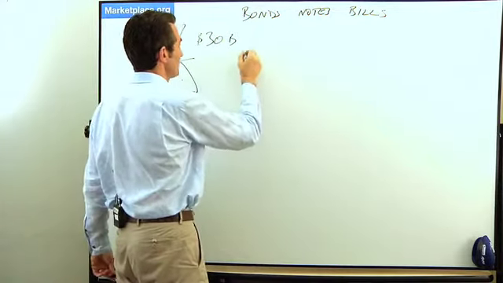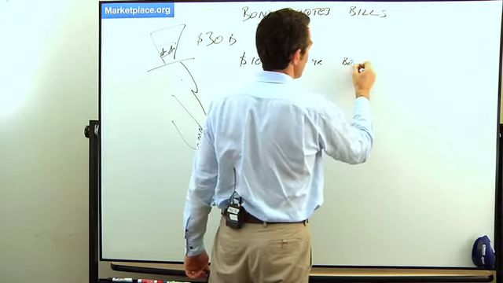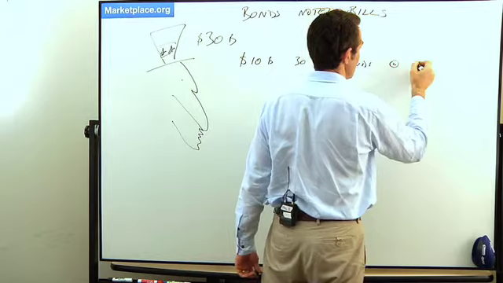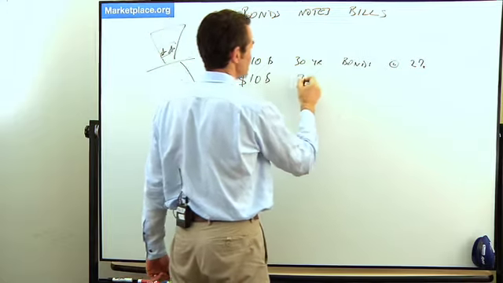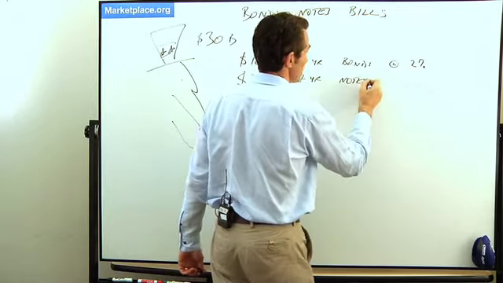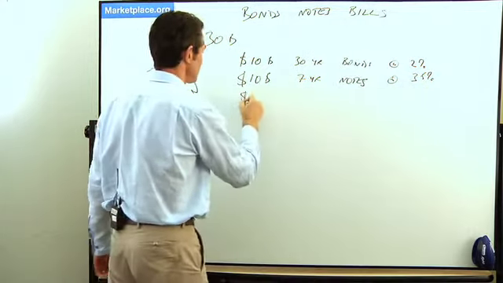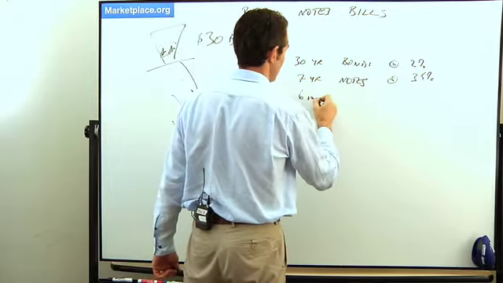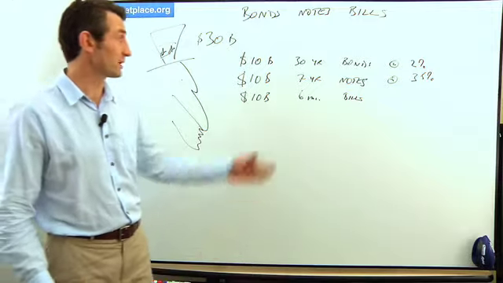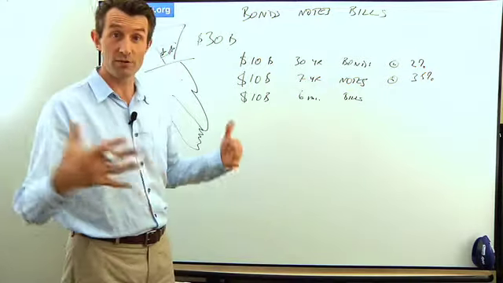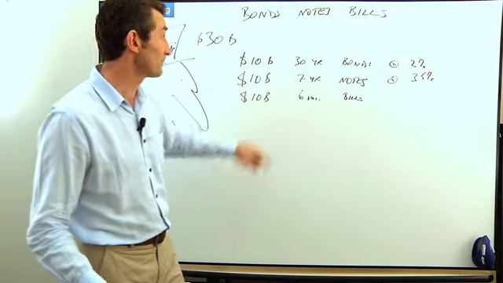So what does he do? He issues $10 billion in 30-year bonds that are priced at, let's say, 2%, $10 billion in 7-year notes that are priced at, say, 3.5%, and $10 billion in 6-month bills. So you can already see the chief difference between bonds, notes, and bills has to do with tenor, the maturity of the security.